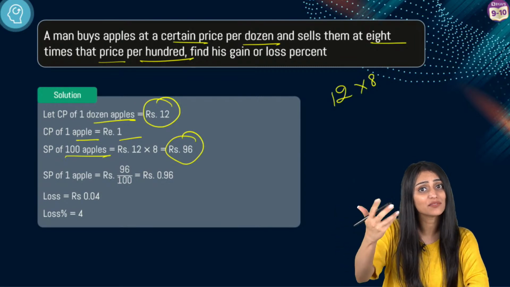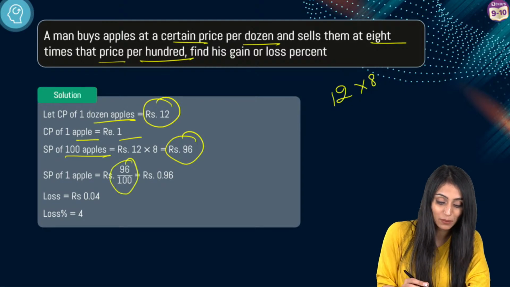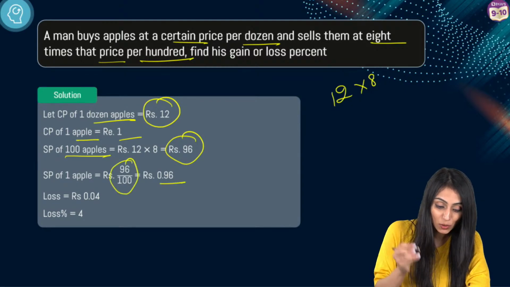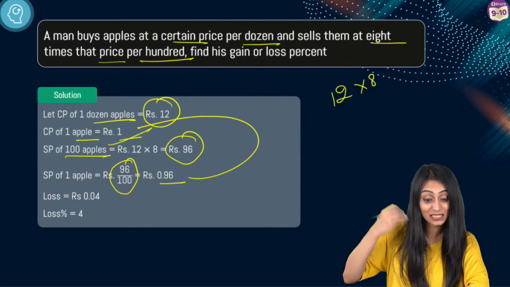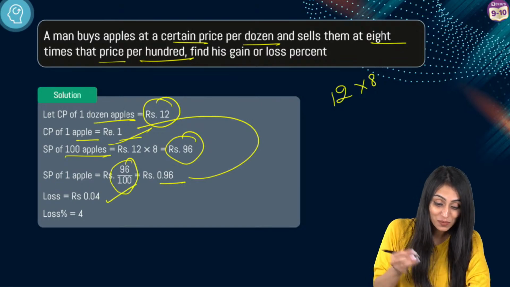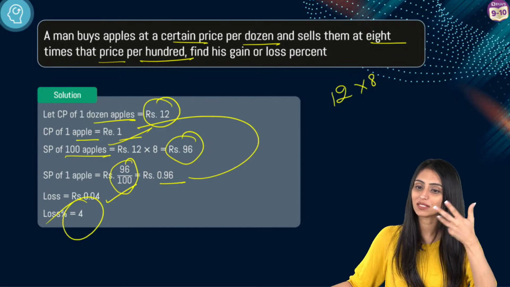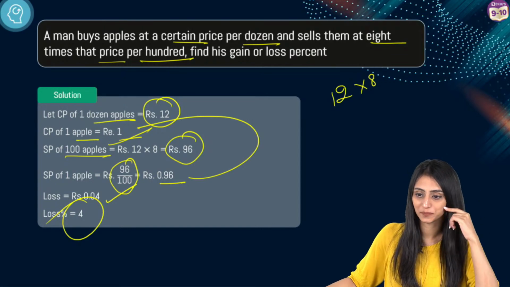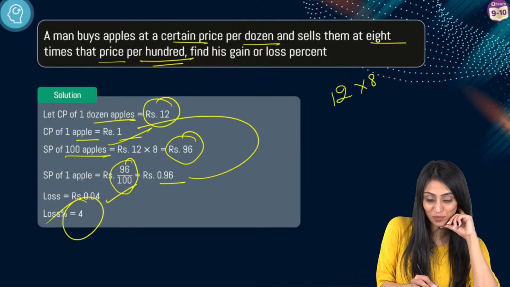So what is the selling price for 1 apple? For 1 apple it's going to be 96 divided by 100, that's 0.96. Now you compare the selling price and cost price. Cost price is rupees 1, but he's selling it at 0.96. So loss is 0.04. So loss percent would be 4%. Yes, done with the x process, that will also work. Some missed the 100 because it is mentioned per 100.